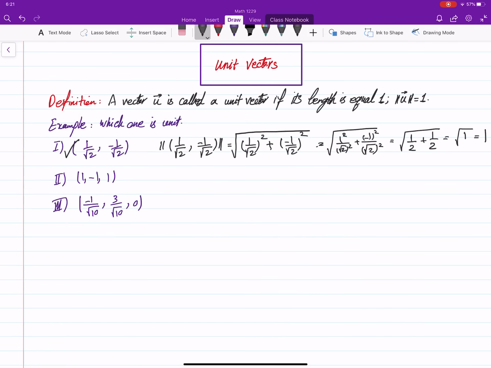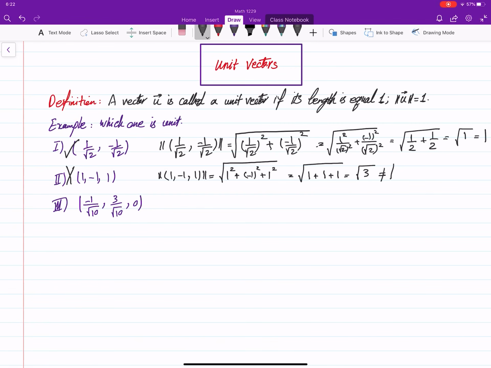How about this other one? Well, we need to find its length. Here, square each component, add them, and then find the square root. The square of 1 is 1, the square of negative 1 is 1, the square of 1 is 1 again, so this is root 3. Root 3 is not 1. That means that the vector we have here is not a unit vector.